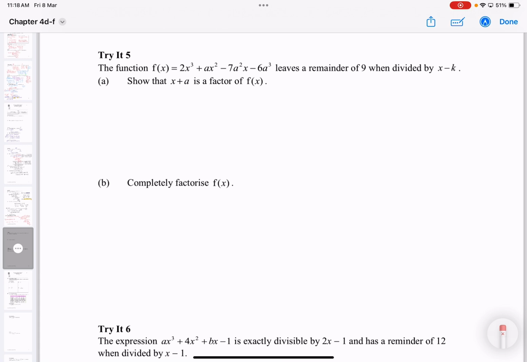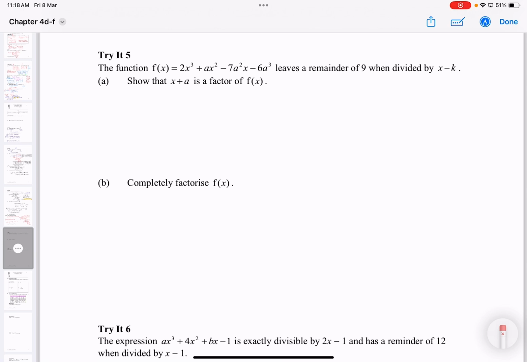Bro, these two questions are the same. They're not the same. Try 5 and try 6 are totally different questions. Six is simultaneous equations. Which one do I do? Five, do 5.